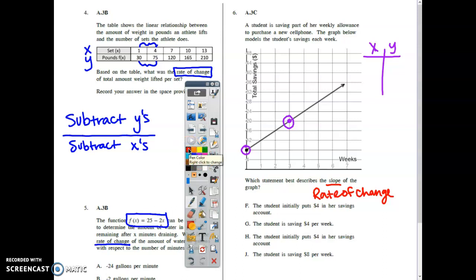So this point right here is 0 and 8. And this point here is 3 and 20. So subtract the Y's, subtract the X's, and divide the Y's over the X's. And that's going to be your slope. Just like you did over here on problem number 4. Okay, when you're ready to move on, unpause it.